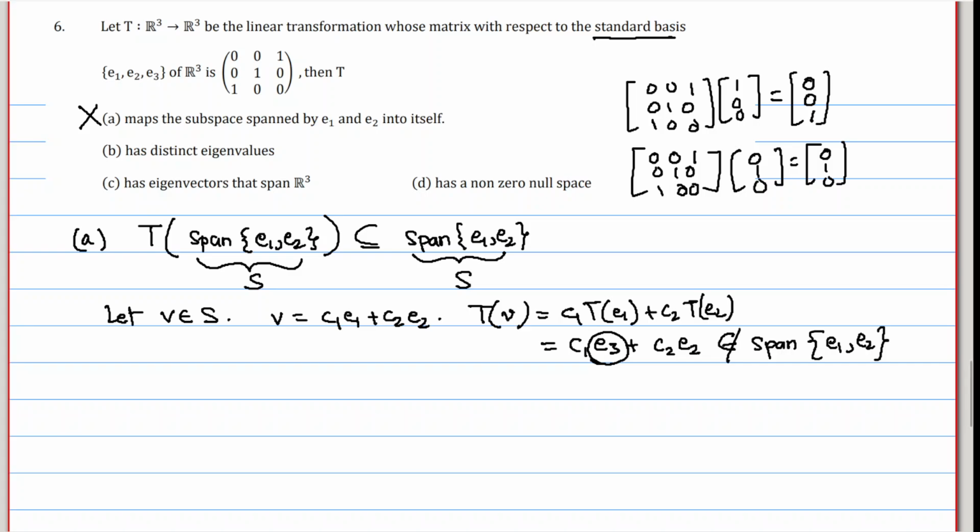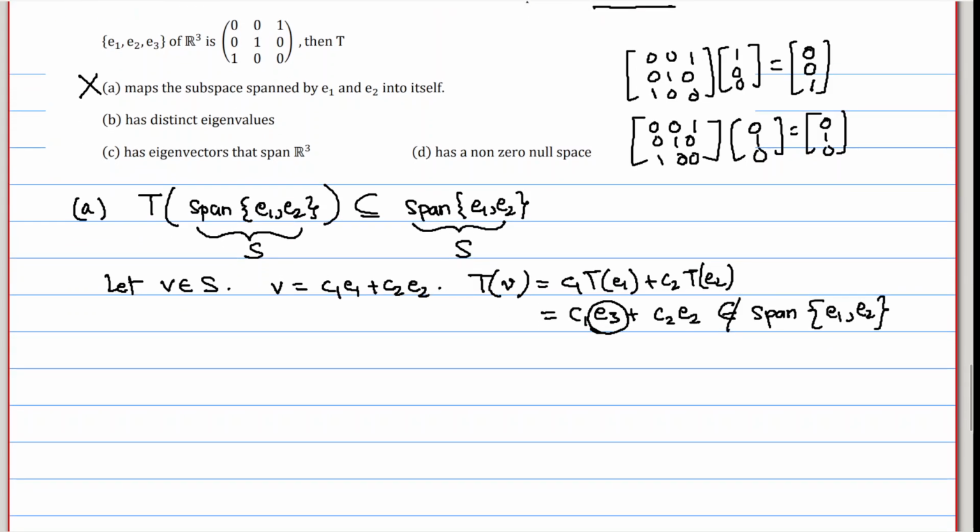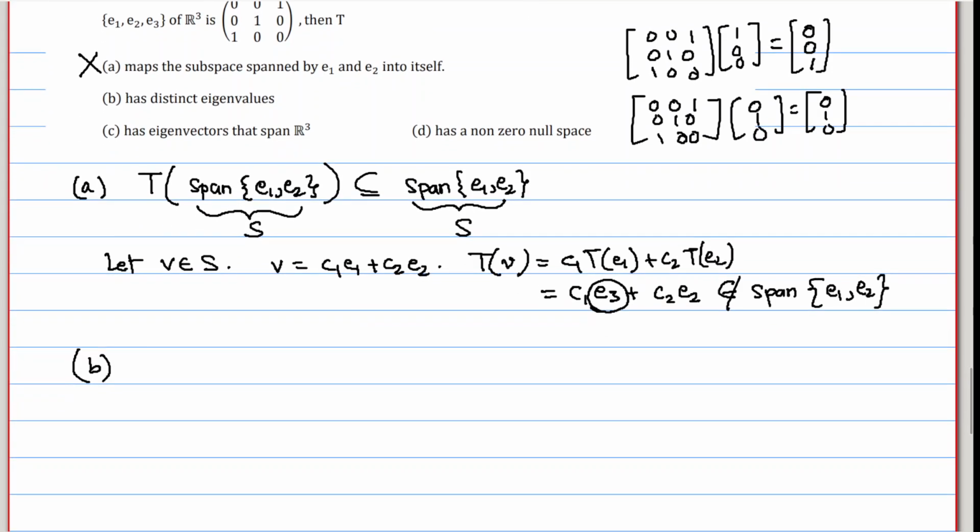Next, the question asks whether it has distinct eigenvalues. We can simply compute the eigenvalues: A minus lambda equal to 0. 1 will be an eigenvalue two times, and minus 1 will be an eigenvalue once. So they do not have distinct eigenvalues.